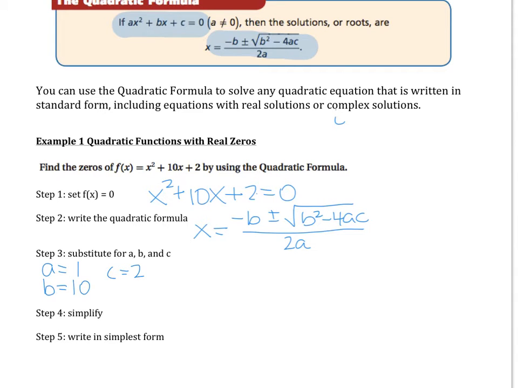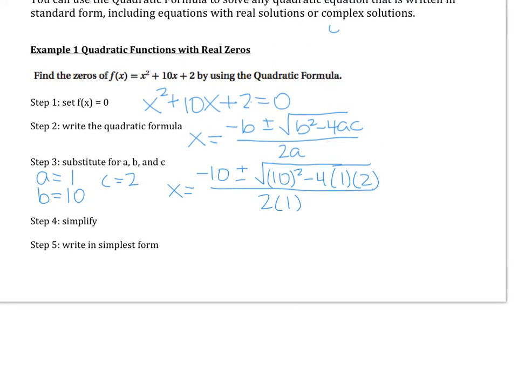So then we substitute into our quadratic formula. Opposite of b, negative 10, plus or minus b squared, which is 10 squared, and if it's negative, make sure we put it in parentheses, minus 4, which is part of the formula, times a, times c, all over 2 times a. Now we simplify that, so that would be opposite of 10 plus or minus 100 minus 8 all over 2, so it's negative 10 plus or minus square root of 92 all over 2.